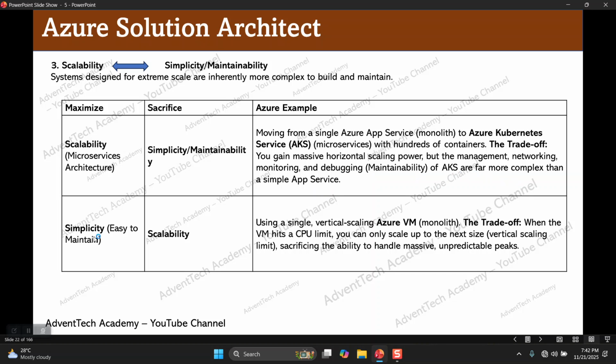If you want to maximize simplicity, the sacrifice is scalability. If you go for a simple architecture and simple deployment using a single, vertically scaling monolithic Azure VM, the trade-off is that when the VM hits a CPU limit, you can only scale up to the next size.